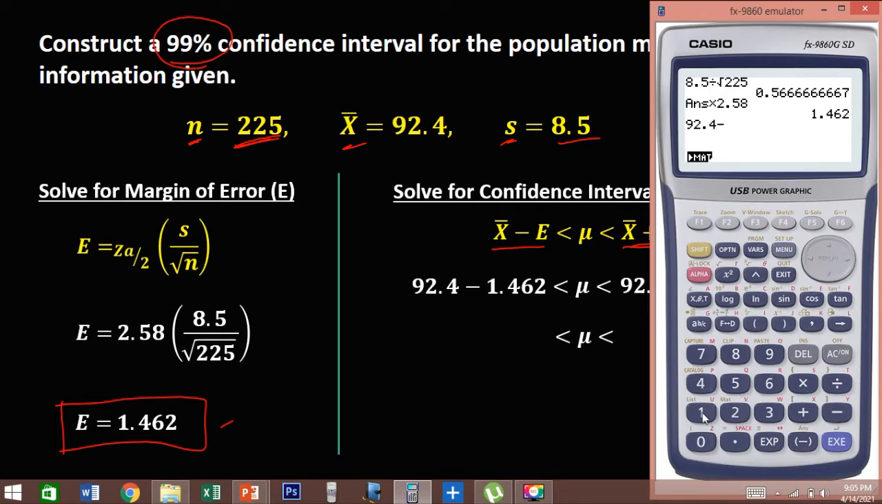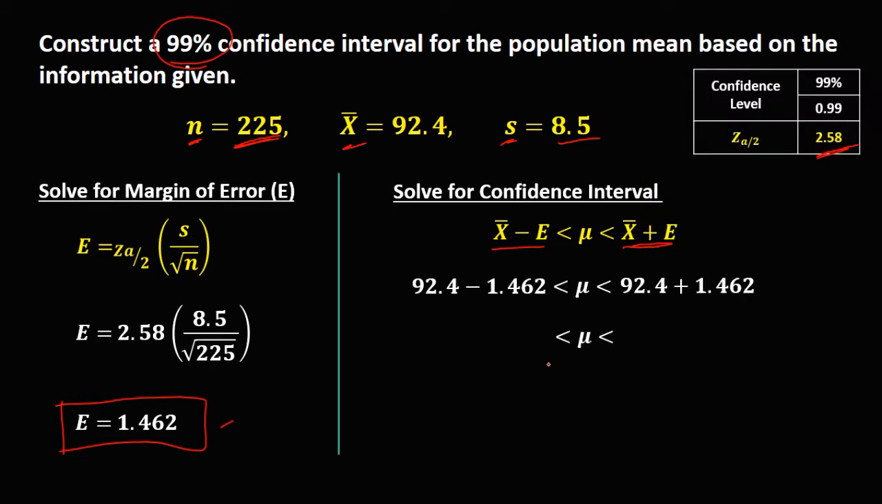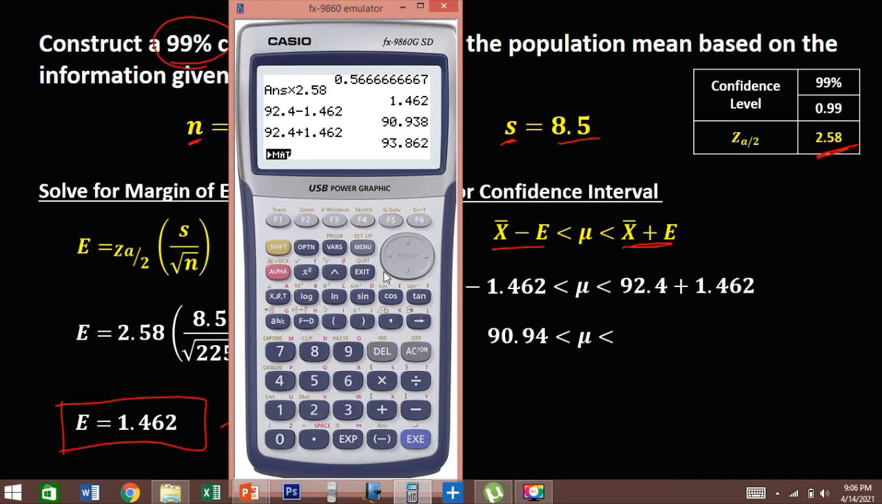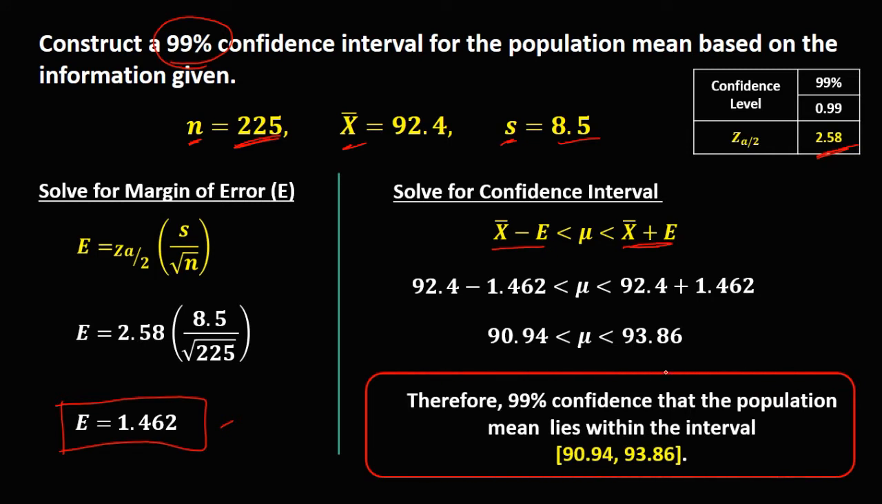We have 92.4 minus 1.462. So this is the lower boundary, that's 90.94. Then for the upper boundary, that's 92.4 plus 1.462, that's 93.86. So therefore, 99% confident that the population mean lies between the interval 90.94 and 93.86.